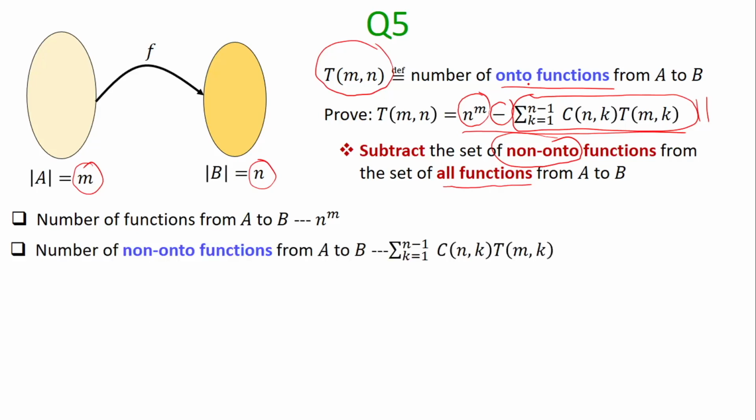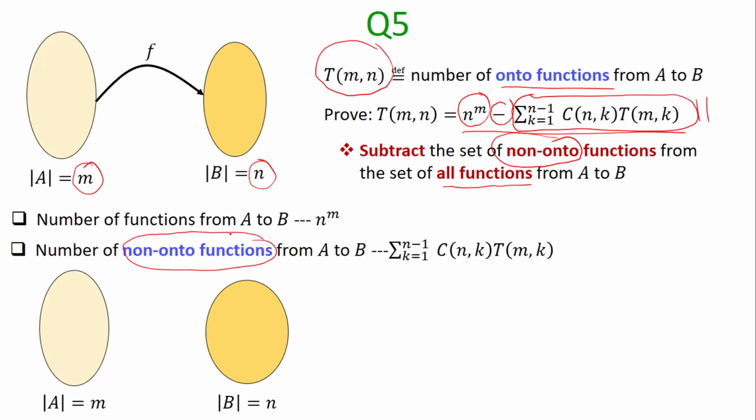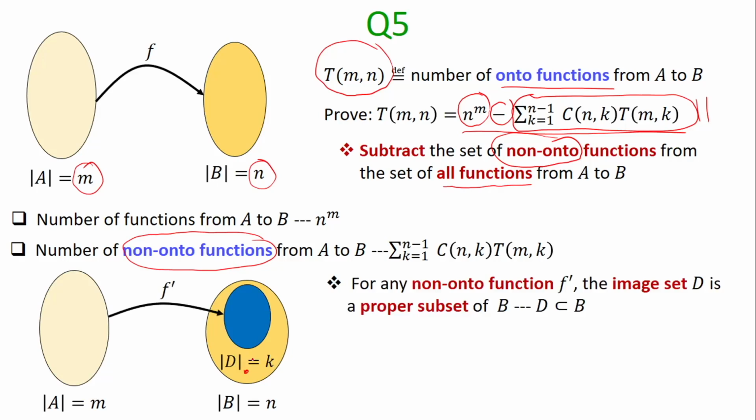So you are given the sets A and B, and we want to find out the number of non-onto functions. What will be the characteristic of a non-onto function? A function will be a non-onto function from A to B if there is at least one element, there could be more than one element as well, but at least one element from the set B which does not have any pre-image. Or in other words, I can view any non-onto function as follows.